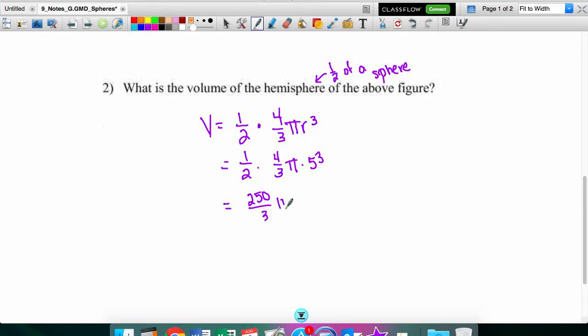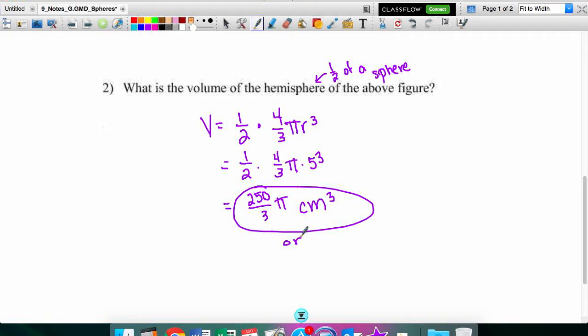250/3 pi. And by the way, if you were to take 500/3 pi and divide it by 2, as I had mentioned earlier, this will be the same value. I'm just kind of playing dumb in case you have a problem where you don't calculate the whole volume first. You're just going to do 1/2 times the formula. And that would, of course, be centimeters cubed.